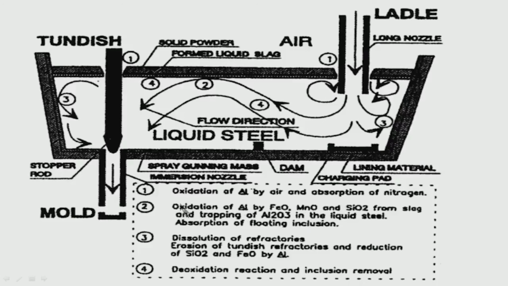Then what is happening, just see, when liquid steel is flowing after it comes down, it is at the interface of the slag. So there is oxidation of aluminum by FeO, MnO, SiO2 from the slag. So slag again is very important. As I have told you for ladle slag, here also slag should not have constituents like iron oxide, manganese oxide, SiO2, otherwise the aluminum in the liquid steel will get oxidized and alumina will form.